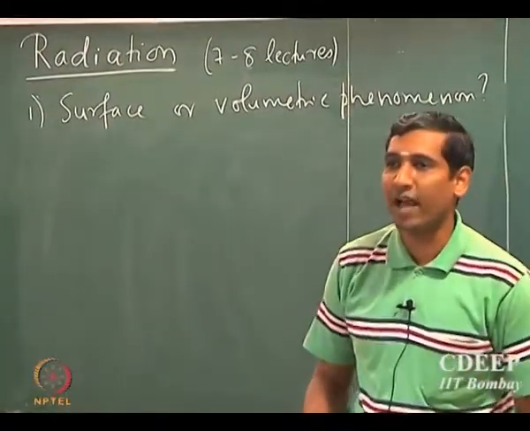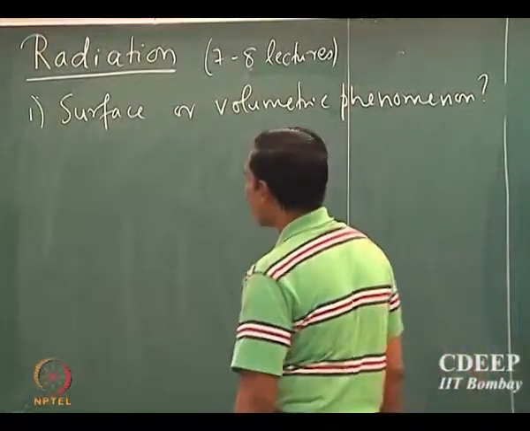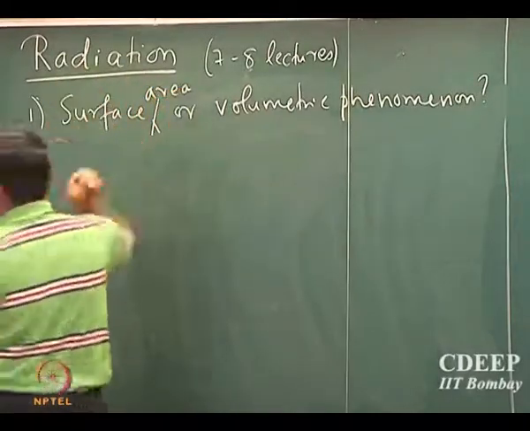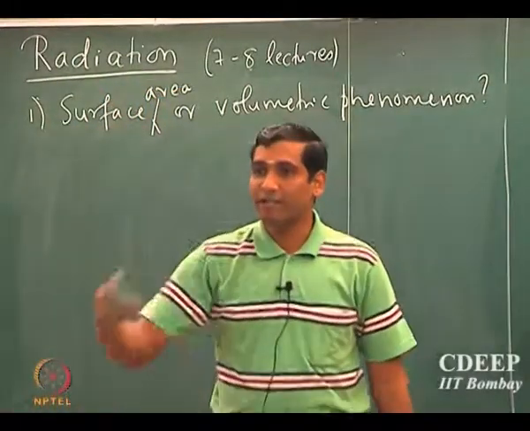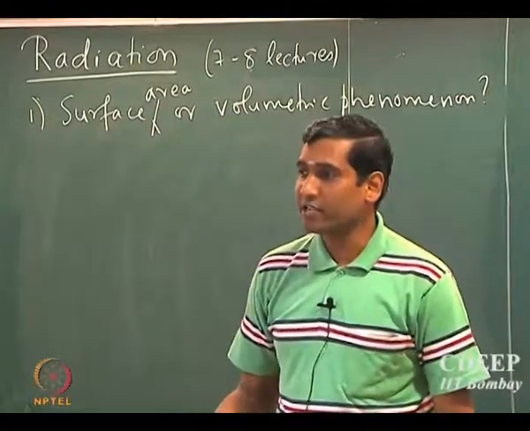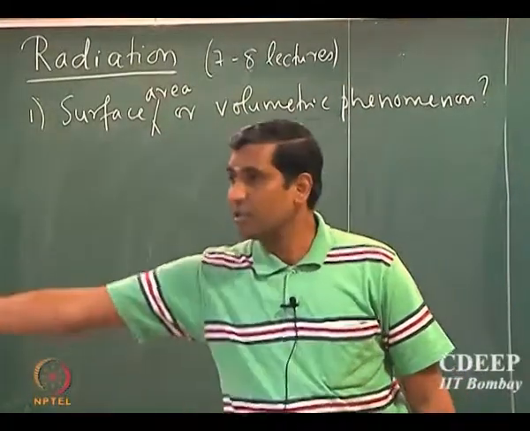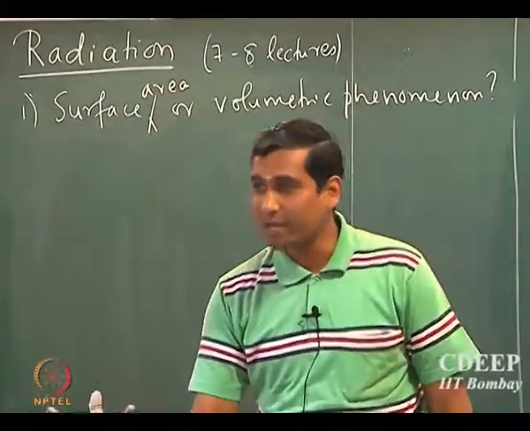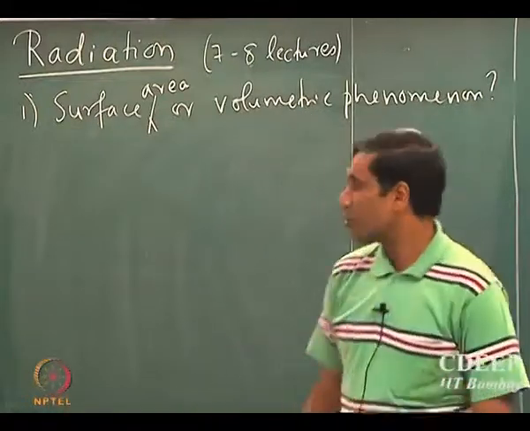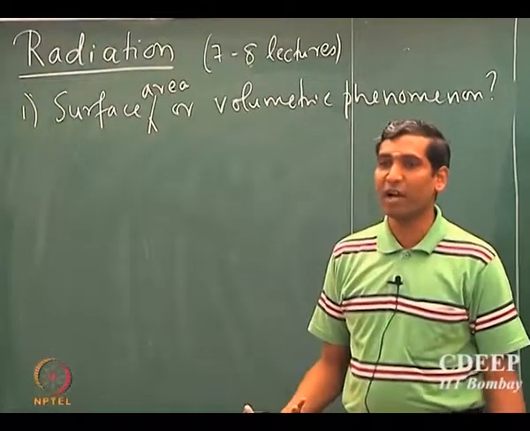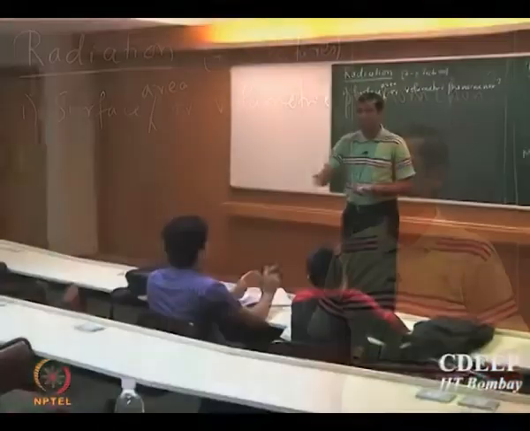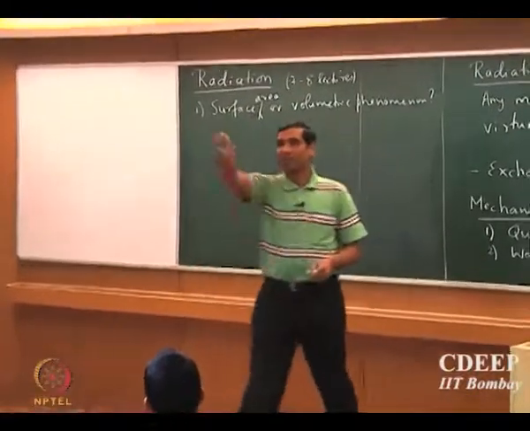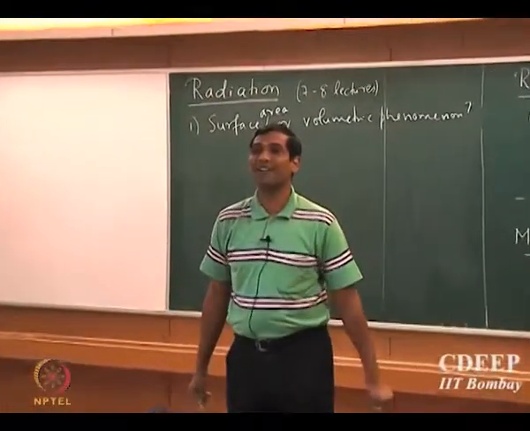So the first question we need to answer is: is it a surface area or a volumetric phenomenon? Remember, when we discussed conduction, we said that the thermal diffusion occurs across the cross section, while the capacity to store heat is a volumetric process. So what about radiation? Is it a surface area or a volumetric process? He says that radiation can occur only from surfaces, so it's a surface area process. What's your thought? You said it's a volume process.